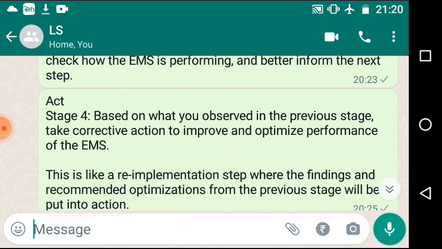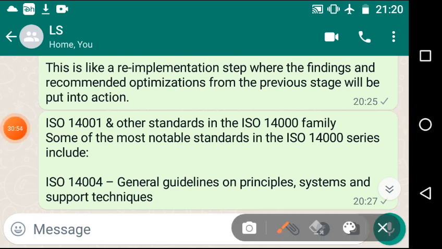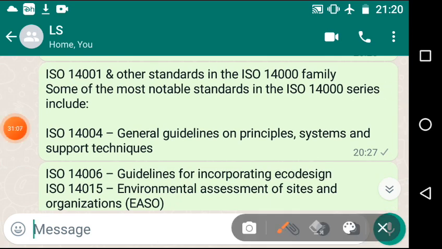Now this is like a re-implementation step. That means we are again putting that plan into effect, where the findings and recommended optimizations from the previous stage will be put into action. So it is like a re-implementation. We are studying and checking the mistakes that we have made, and we try to rectify those mistakes. We take the correct actions to be done, and again we implement those actions.